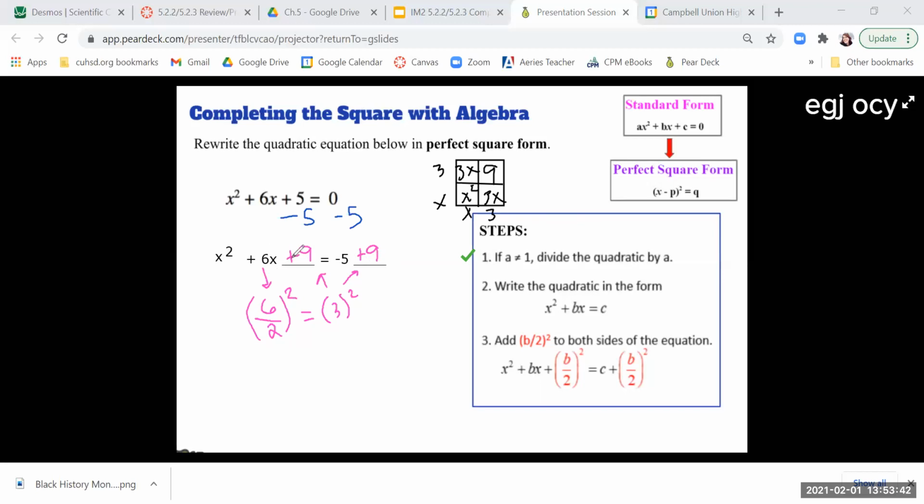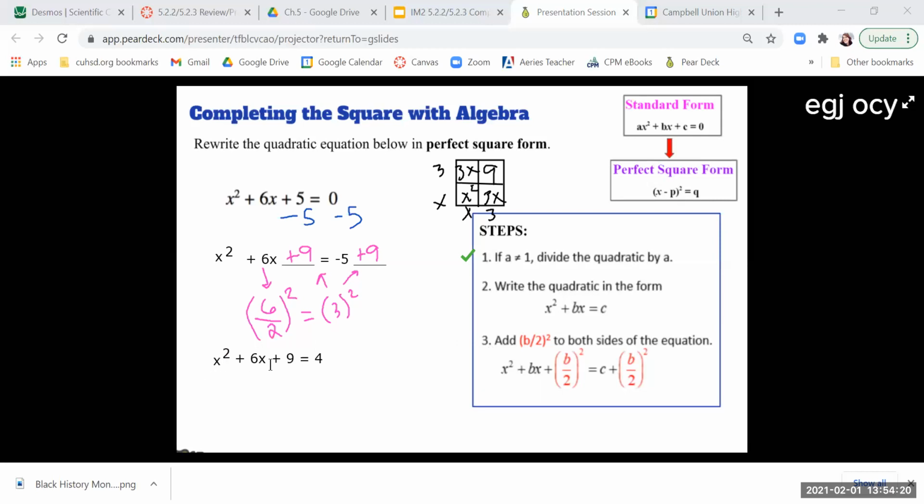So now what I've done once I added that 9 is I've gotten myself my new equation that looks like this. x squared plus 6x plus 9 equals -5 plus 9, which is 4. And this is what we did in each of those previous slides. We got this equation. And at this point, now we need to figure out how to write it in perfect square form, like with the factors.